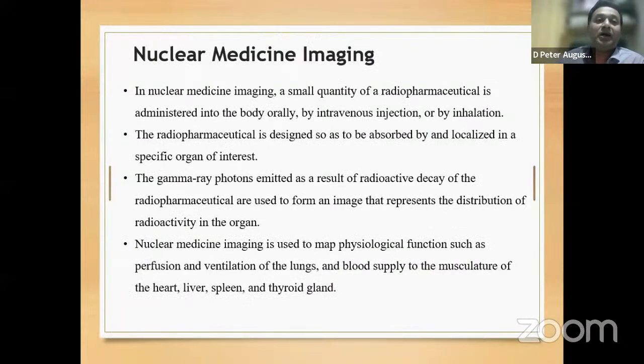Okay, so nuclear medicine imaging. What we do is a radiopharmaceutical is administered. It's given to the person, and it is localized, and the tissue absorbs it. Based on the tissue's characteristics, it absorbs and responds. From there, we get the gamma ray photons, from the radioactive decay of the radiopharmaceutical.